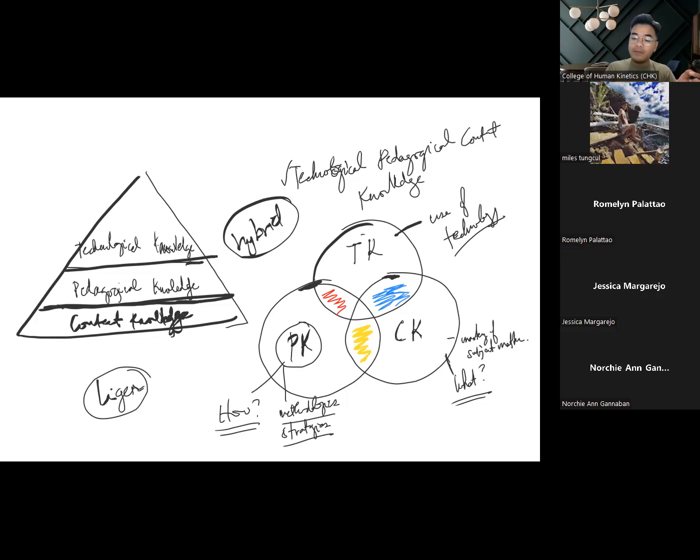Itong hybrid na to, overlapping technology and pedagogy, we call that TPK or technological pedagogical knowledge. On the other hand, this is TCK or technological content knowledge. And this one is what we call PCK or pedagogical content knowledge. Okay?